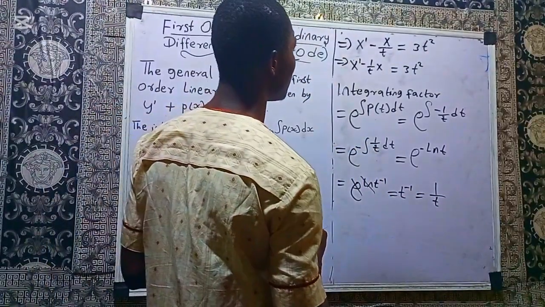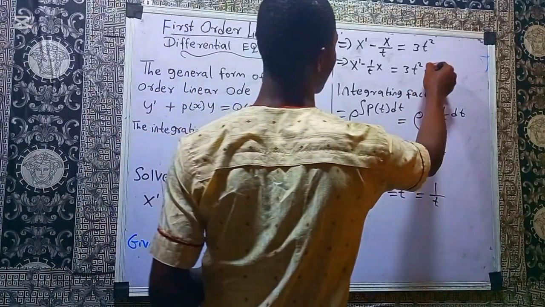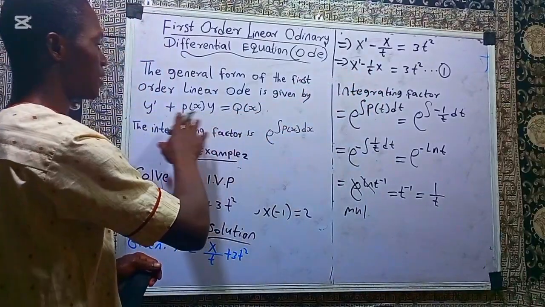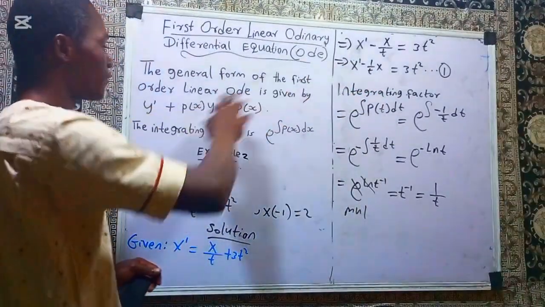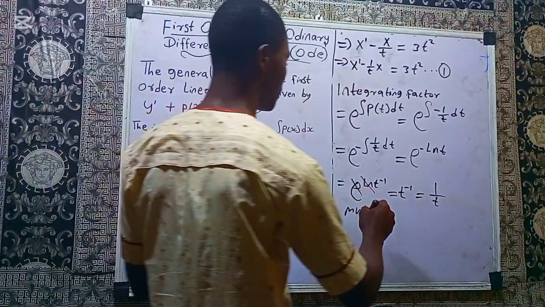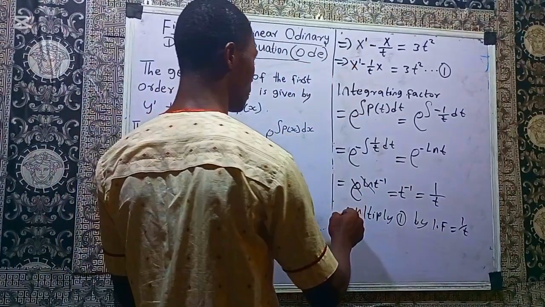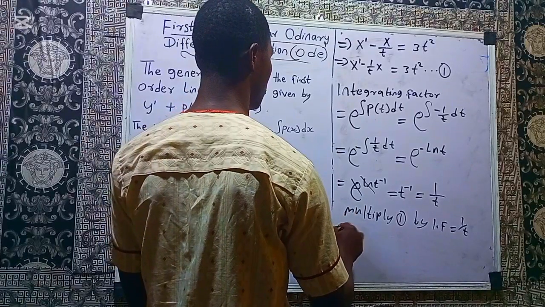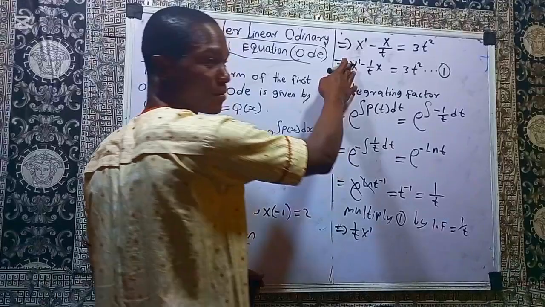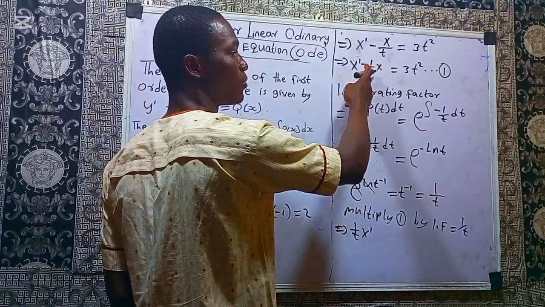Then this is our integrating factor. So you now multiply, let me call this one equation 1, because it is this one that we have put in the general form. That's the one you multiply by the integrating factor. So if you multiply here by 1 over t, you have 1 over t x prime. I multiply here by 1 over t. Then multiply this one by 1 over t.